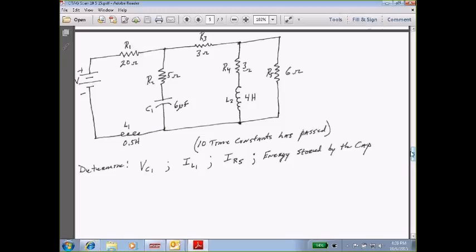And then the energy stored by the cap is equal to 1/2 times the capacitance value times the voltage across the cap squared. So that would be 1/2 times 6 microfarad times 10 volts squared. 10 squared is 100 times 6 is 600 times 1/2 is 300, and it would be microjoules. 300 microjoules.